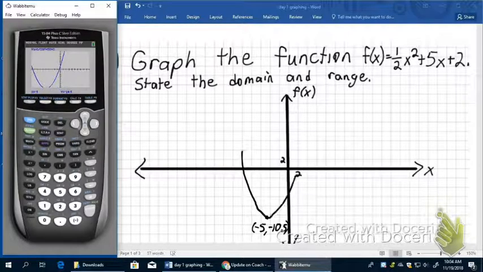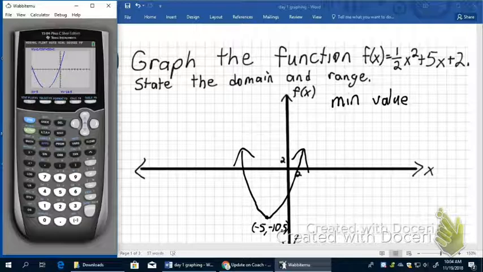You don't need to get exact on where the rest of the points are. That's kind of whatever. You could look those points up, but this is what I'm looking for. Oh, mine looks fine. Alright, to wrap this up, this was a minimum value because the graph was opening up. And that minimum value was negative 10.5. Now I'm going to also do domain and range. So the domain, like I said, is always all real numbers.